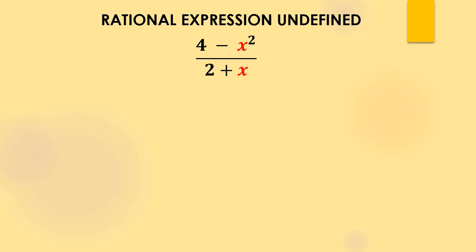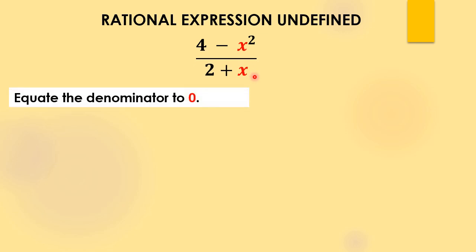Now, what will make our rational expression undefined? Remember, according to definition, a rational expression is undefined if our x is equal to its restricted value. So how can we find the restricted value of x, or the value of x which will make our rational expression undefined, or will make the denominator of our rational expression equal to 0.